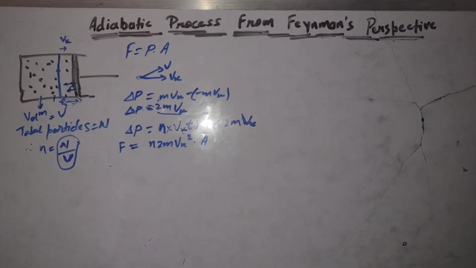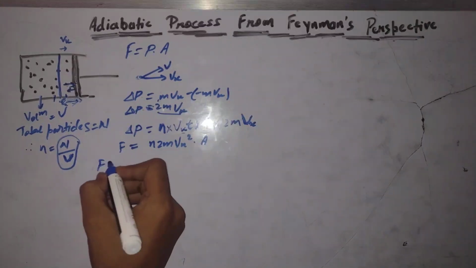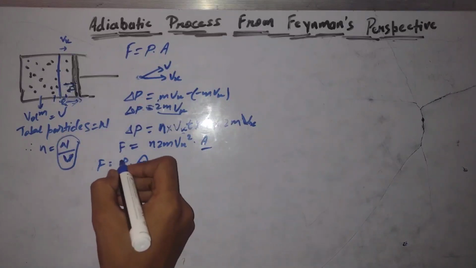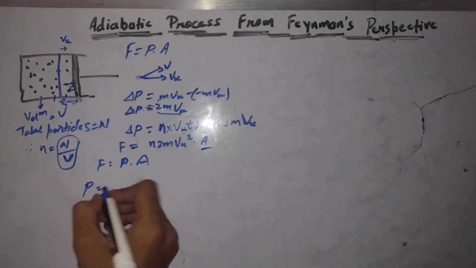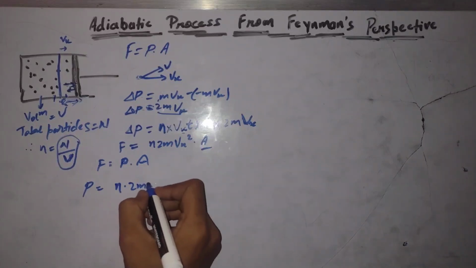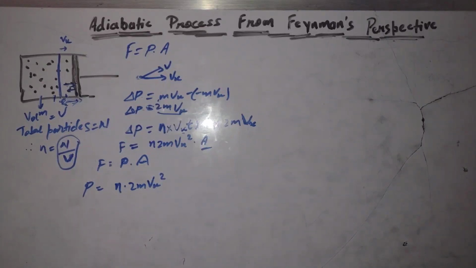Okay, now we know this equation, that force equals pressure into area. This is also area, so we can see that pressure is actually nothing but this equation, n into 2m vx square. Okay, this is the pressure, and we can see that pressure depends on the velocity with which molecules are colliding. Pressure also depends on the number of molecules in unit volume. Okay, I think that's the very idea of pressure.